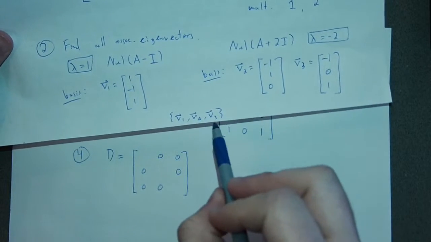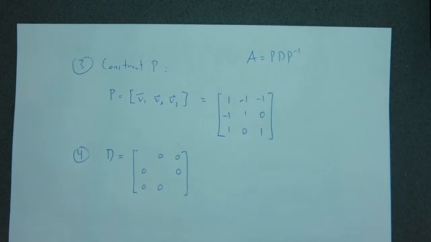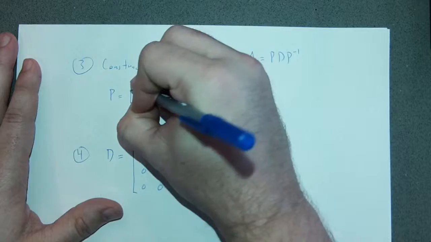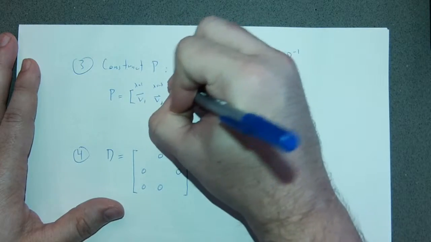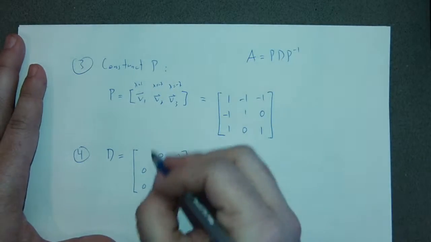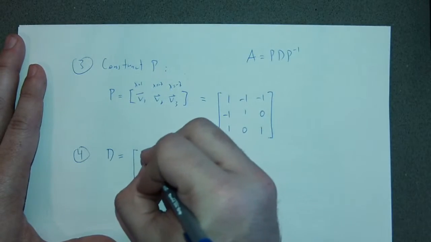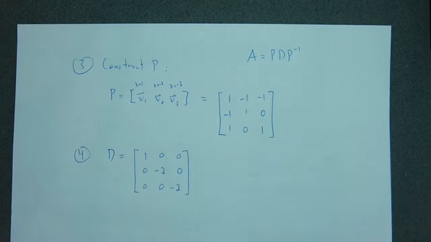So V2 and V3 are associated to lambda equals minus 2, and V1 is associated to lambda equals 1. You can write that here. This is lambda equals 1. This is associated to lambda equals minus 2. This is associated to lambda equals minus 2. And so when I write this D in this order, it would be 1, minus 2, minus 2. Note, D is a diagonal matrix.